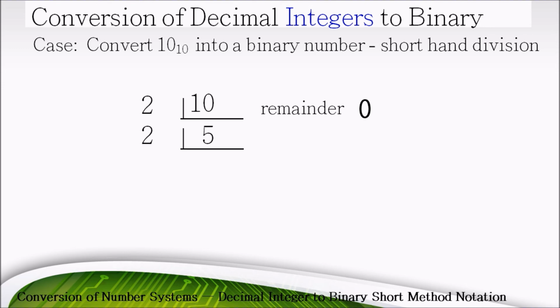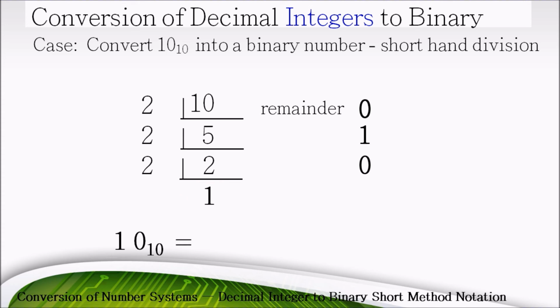So 5 divided by 2 is 2 with a remainder of 1. Is the new quotient equal to 1? No. Therefore, continue dividing. 2 divided by 2 is equal to 1 with a remainder of 0. Is the new quotient equal to 1? Yes. Therefore, this is our cue to stop dividing.